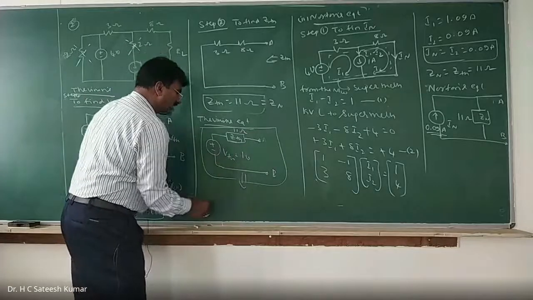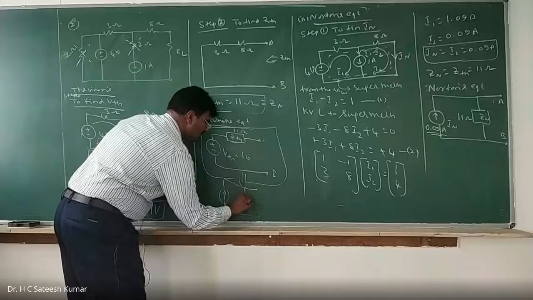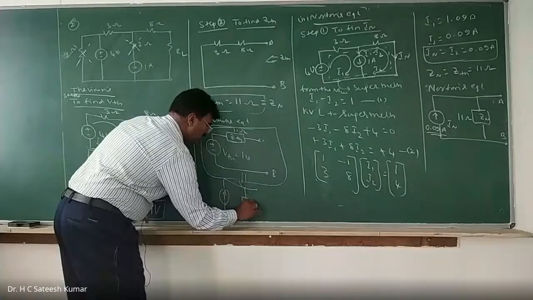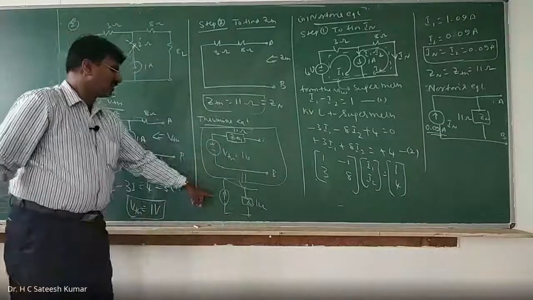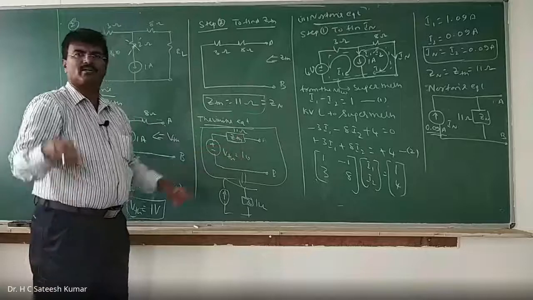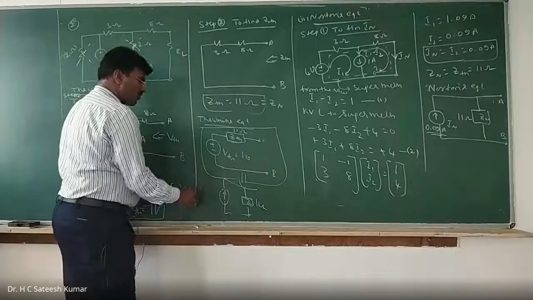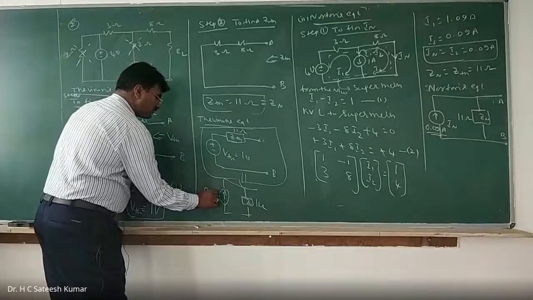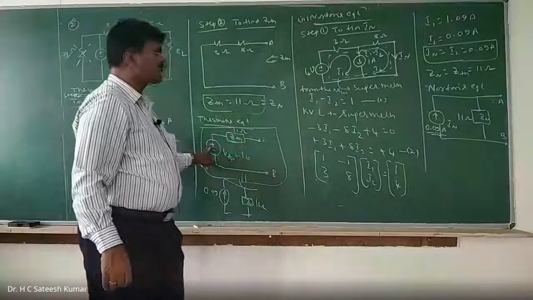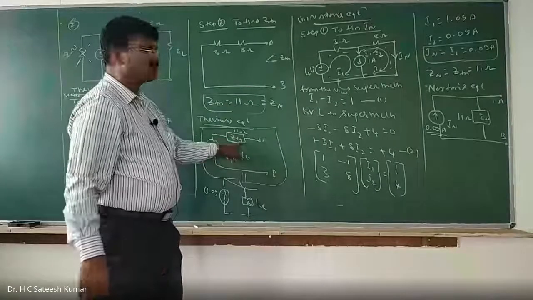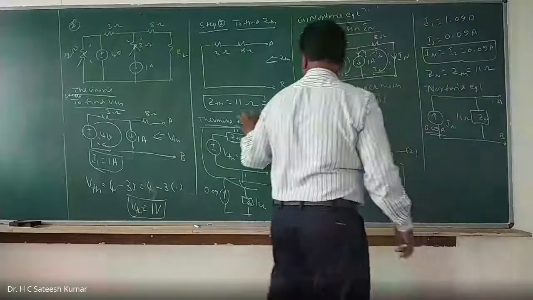So we can write a current source in parallel with an impedance. The impedance will remain the same, 11 ohms. And this current is equal to 1 divided by 11, since I is equal to V by R, which is 0.09. That means if you convert the Thevenin circuit, a voltage source in series with an impedance, you will get a current source in parallel with an impedance. Therefore, Thevenin's will become Norton's.